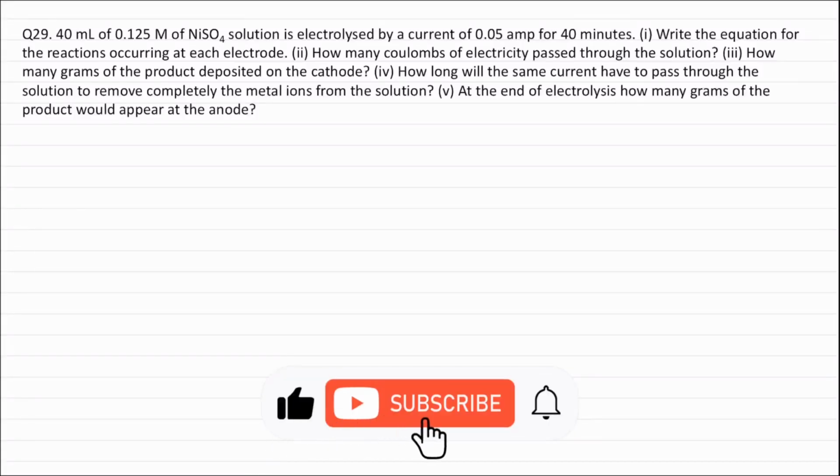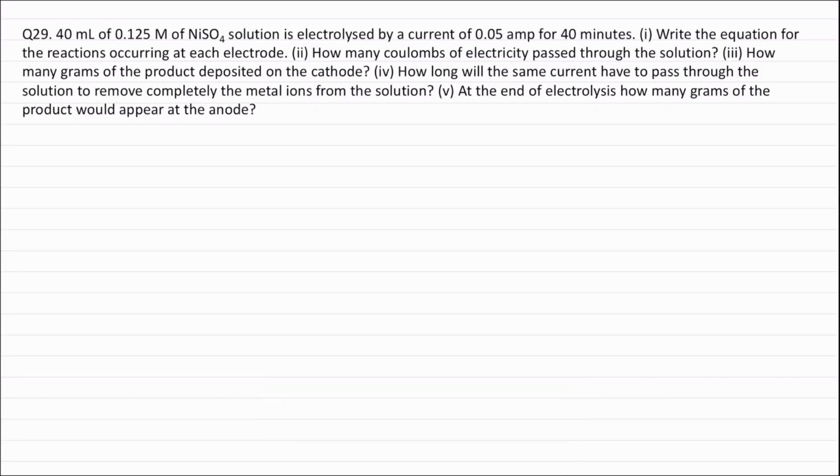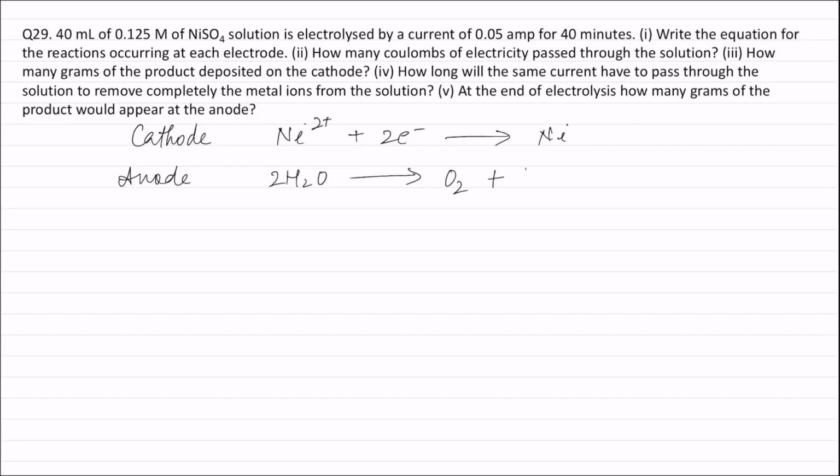Question 29. 40 milliliter of 0.125 M nickel sulfate solution is electrolyzed by a current of 0.05 ampere for 40 minutes. First part, write the equation for the reactions occurring at each electrode. The reaction at the cathode will be Ni2+ ions plus 2 electrons depositing nickel, and reaction at the anode will be 2 moles of H2O forming oxygen gas plus 4 moles of H+ ions plus 4 moles of electrons. This is the first part of the question.